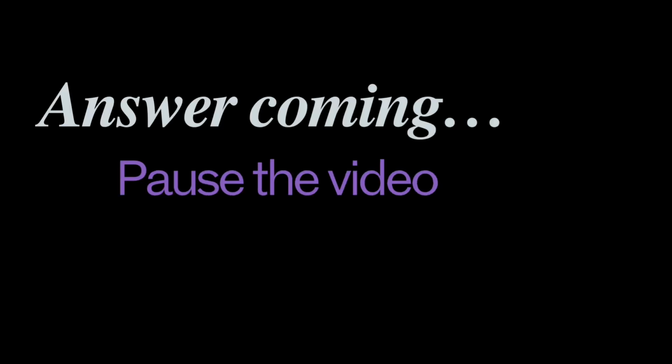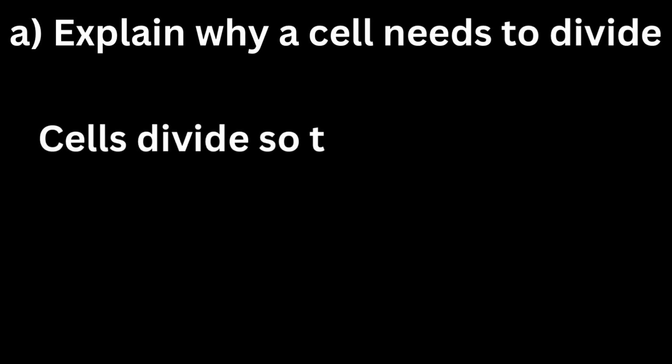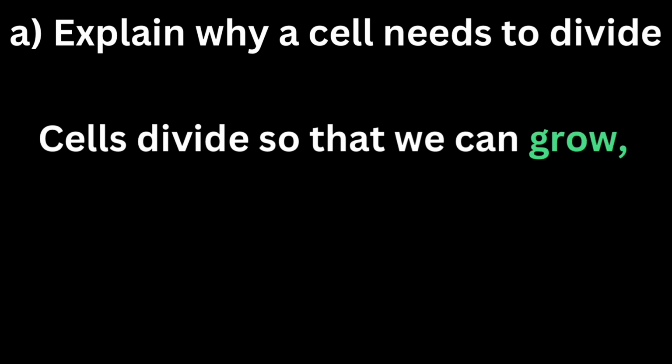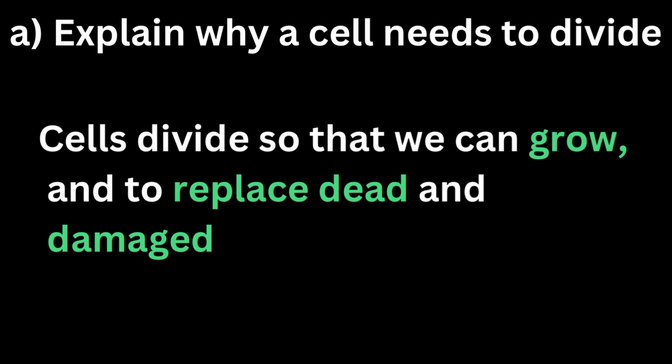So let's get started and look at part A of the exam question. Part A says, explain why a cell needs to divide. And I'm about to show you the answer, so if you're not ready for it yet and you want a bit more time, just pause the video until you're ready. And here's an answer that you could have written. Cells divide so that we can grow bigger and to replace dead and damaged cells. So you get 1 mark for growing bigger, 1 mark for replacing dead cells, and 1 mark for replacing damaged cells. So if you've done well, well done.